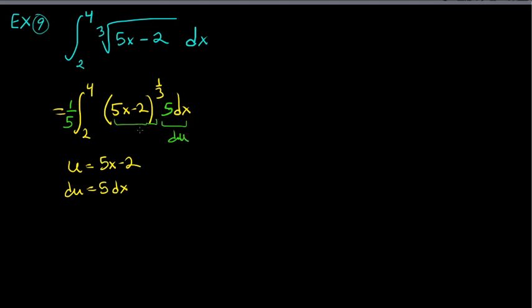This becomes u to the 1/3, right? So now we can write the problem as 1 over 5 times the integral of u to the 1/3 du. Right? And now we can just use the power rule for antiderivatives. We just do 1/3 plus 1, which is 4 over 3. Before I do that, though, you might notice, well, isn't something missing?